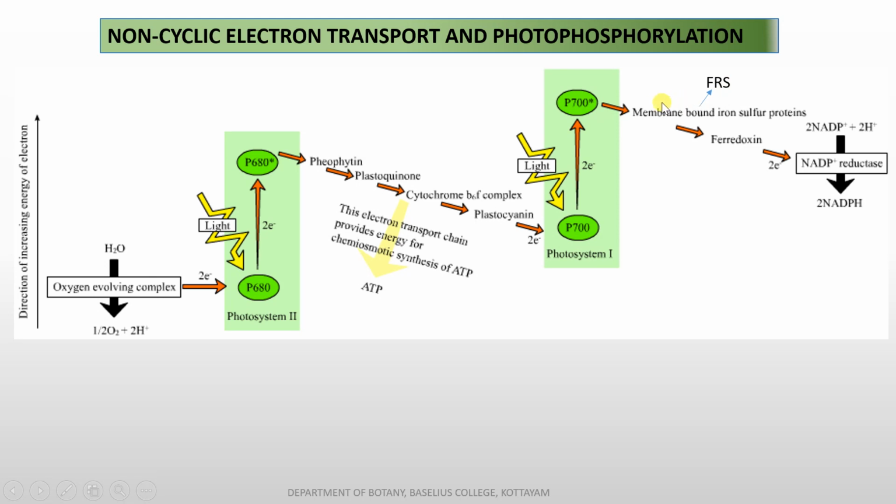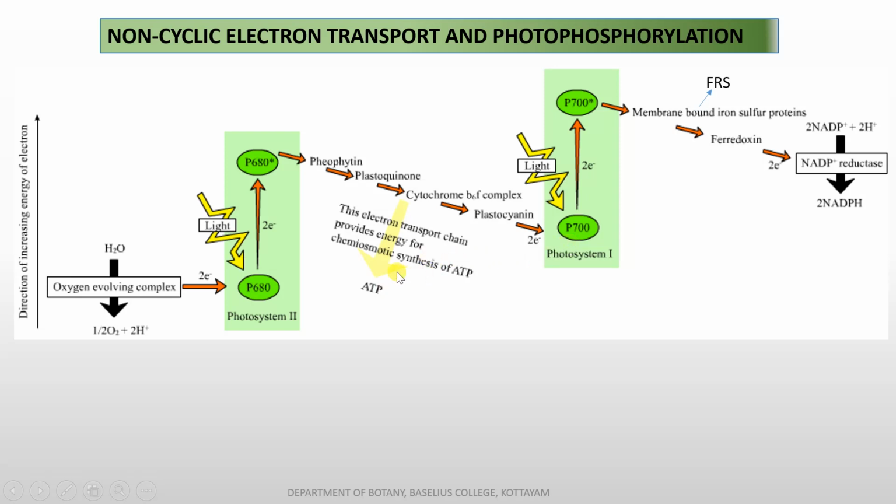So P700 releases electrons and they are accepted by FRS, and from FRS they go to ferredoxin. From ferredoxin, what happens to these electrons? These 2 electrons are passed on to NADP plus through an intermediate compound, ferredoxin NADP plus reductase. Now NADP plus is partially reduced, not fully, because for full reduction it requires 2H plus also. The 2H plus have not arrived yet, so we are pausing the reaction here and waiting for the arrival of 2H plus.